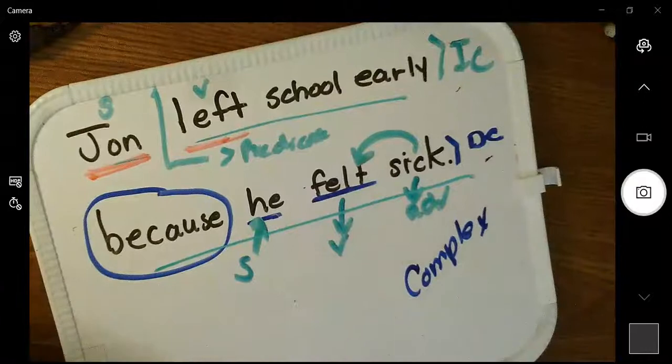So that's it for complex sentences. This is the third of the four lessons that you're going to be getting on YouTube and on Facebook. And our fourth one is going to combine compound and complex sentences together using both coordinating conjunctions and subordinating conjunctions.